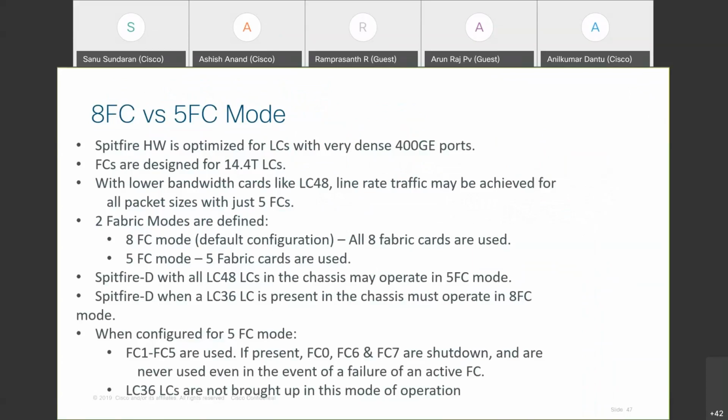So now coming to 8 fabric card mode and 5 fabric card mode. On Cisco 8000 series, your hardware is optimized for LCs with 400 gig ports. Each FC is designed for 14.4 tera traffic from the LC as of now. As I mentioned, currently the SerDes, that is the internal links between your fabric and the line card, are programmed at 50 gig, but they are capable of being programmed at 100 gig. But as of now, each line card can pump 14.4 TB of traffic.